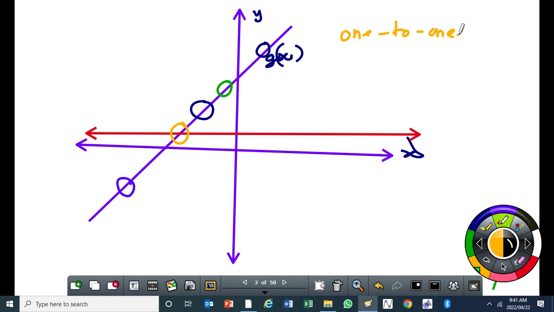It's not the only one. The exponential function is also one-to-one. Later, we'll do the logarithmic function, which is also one-to-one.